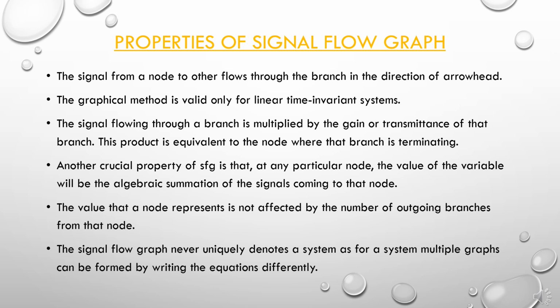Another crucial property of signal flow graph is that at any particular node, the value of the variable will be the algebraic summation of the signals coming to that node. The value at the node is not affected by the number of outgoing branches from that node. A signal flow graph never uniquely denotes a system, as for a system multiple graphs can be formed by writing the equations differently. Thank you.